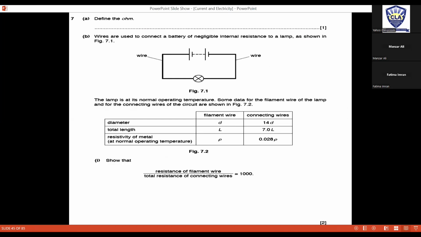Define ohm. R is equal to V over I. Resistance is 1 ohm if the potential difference is 1 volt and the current is 1 ampere. We have wires and we have a bulb, filament. They have given us the diameter of the filament, diameter of the wires, length of the wires, length of filament, connecting wires, resistivity of the filament, and the resistivity of the wires. We have to find the resistance of filament and resistance of connecting wires. Resistance is given by rho L over A.